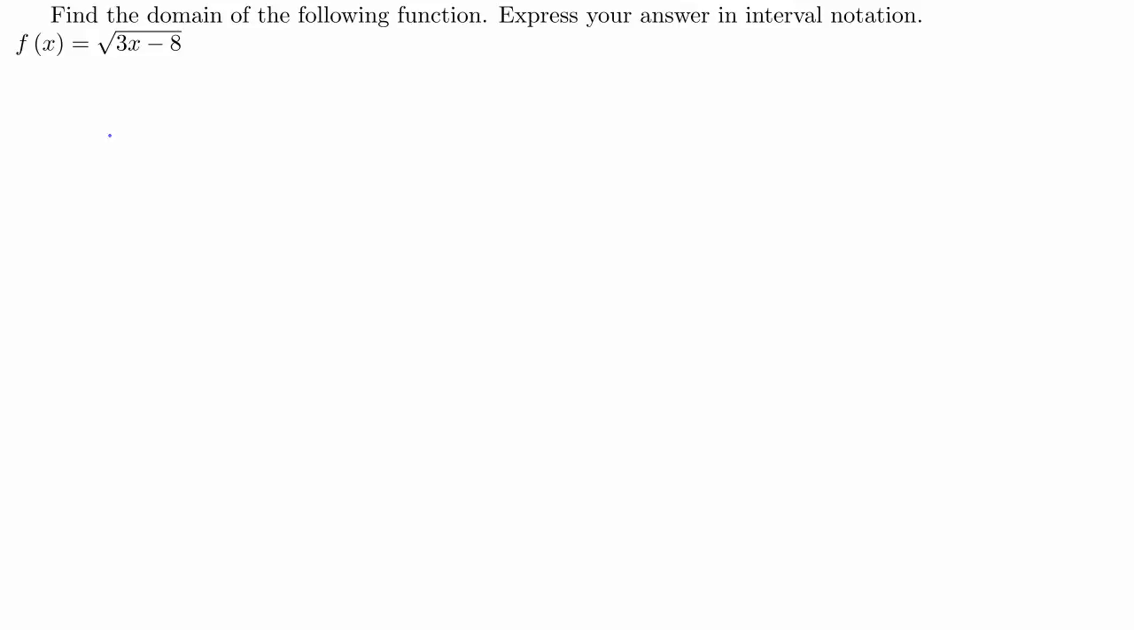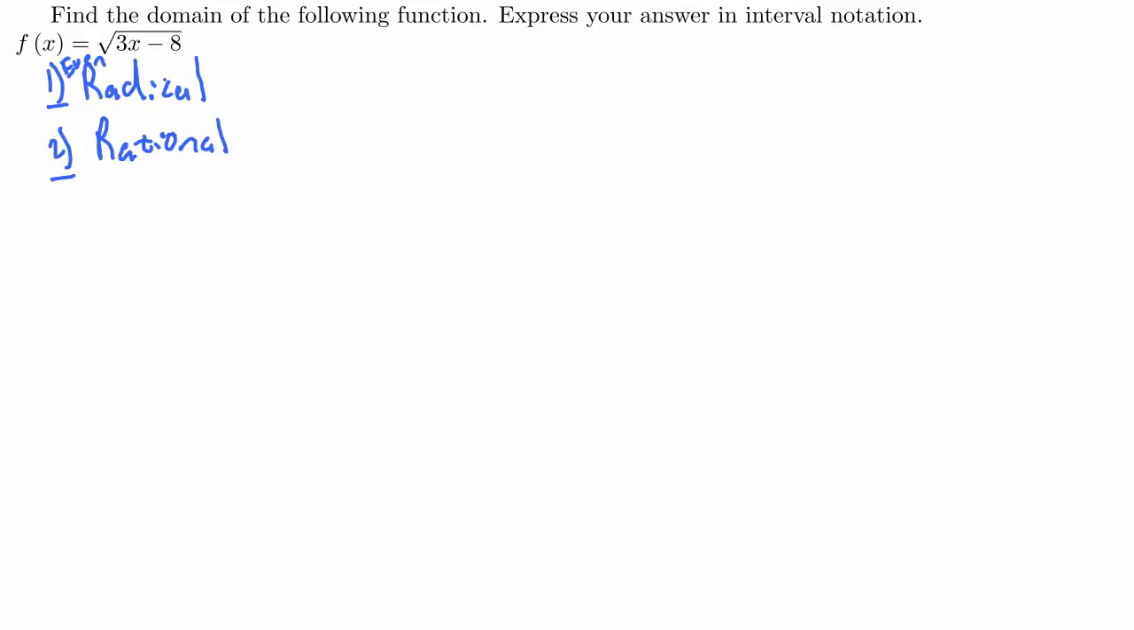Remember, there are, at least for this class, two things that can limit your domain. The first one is a radical, and the second one is a rational. Now, the radical, the only time it will limit your domain is if it is an even radical. In other words, it's the square root, the fourth root, the sixth root, so on and so forth.